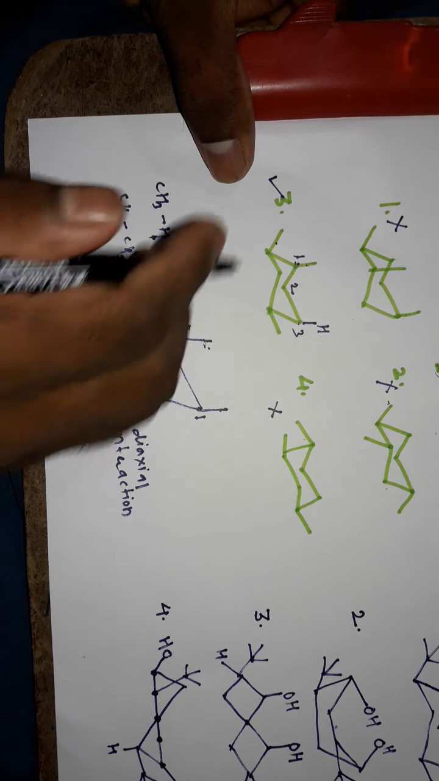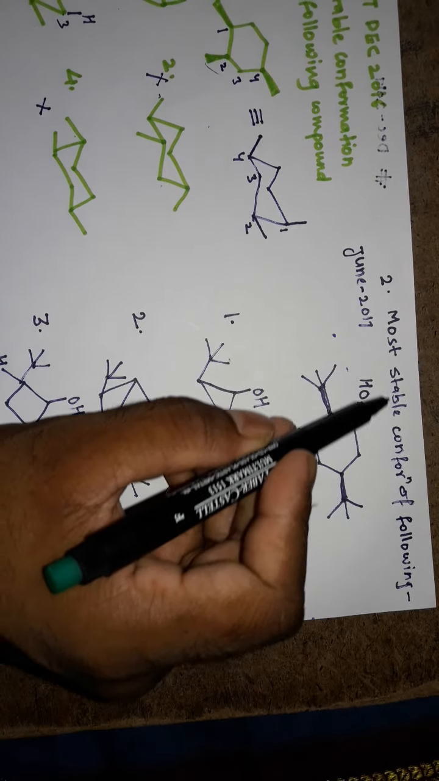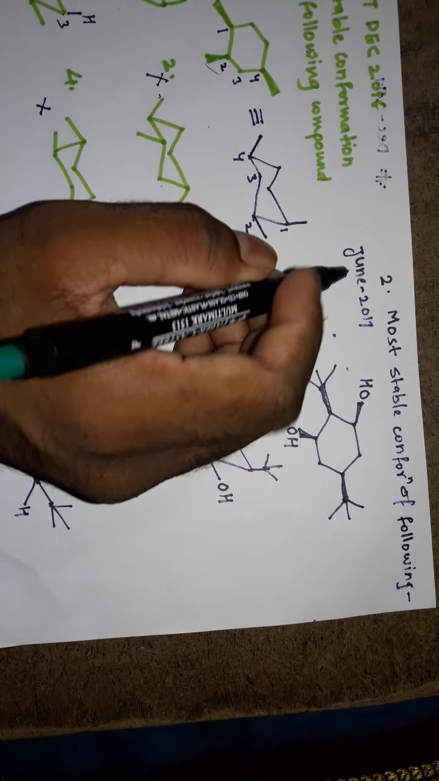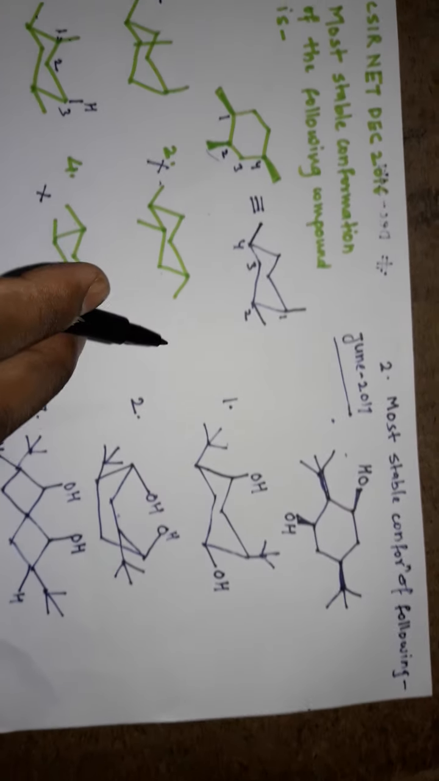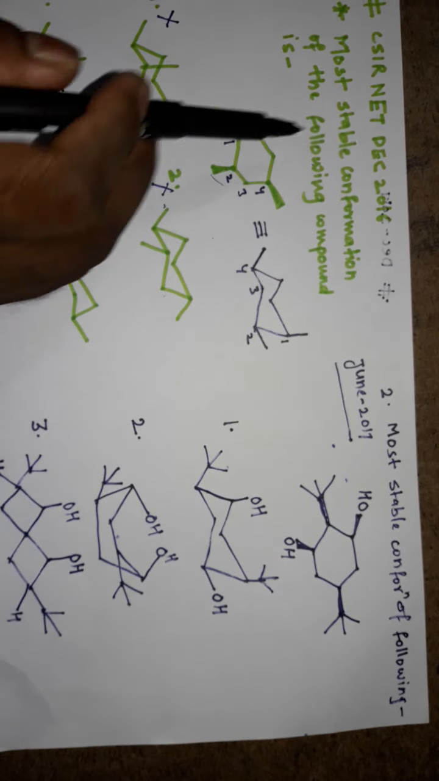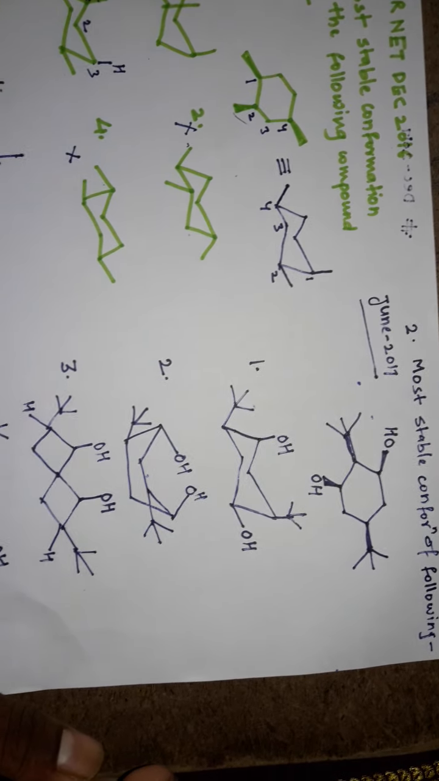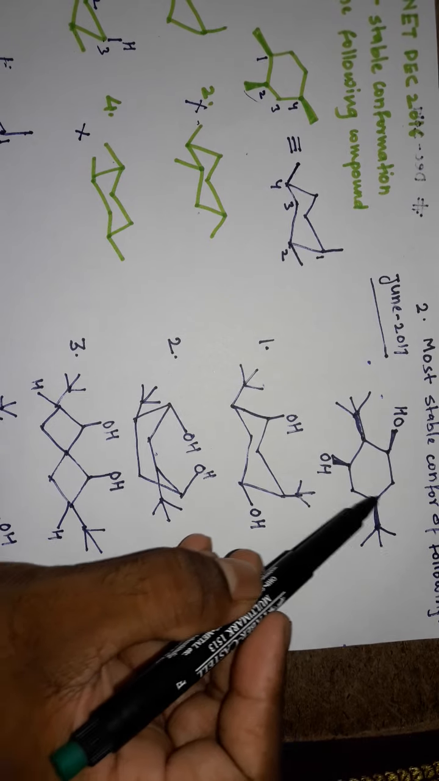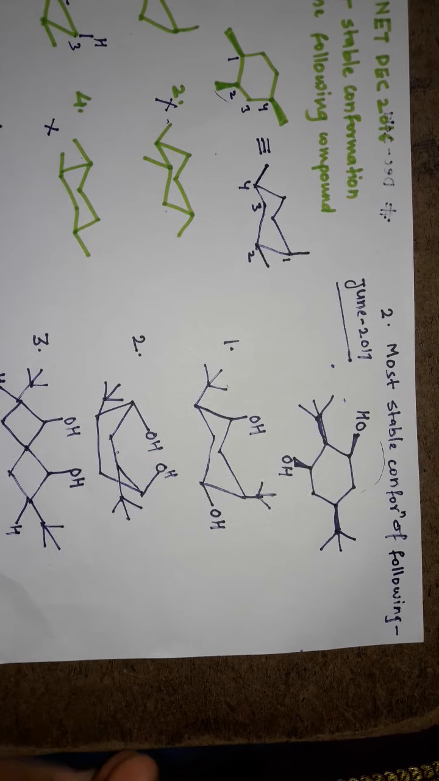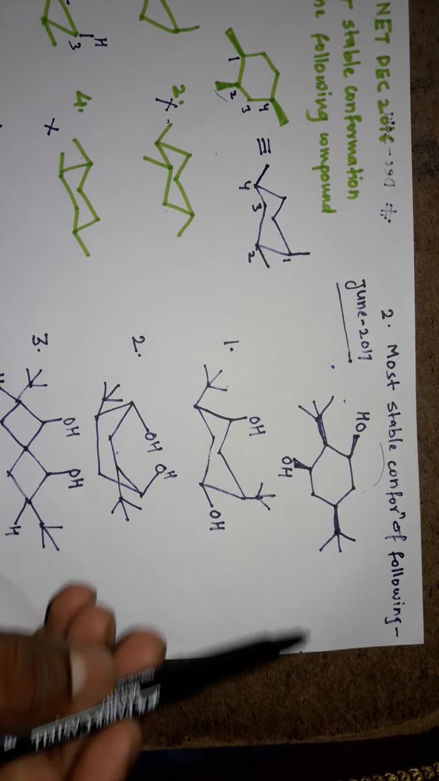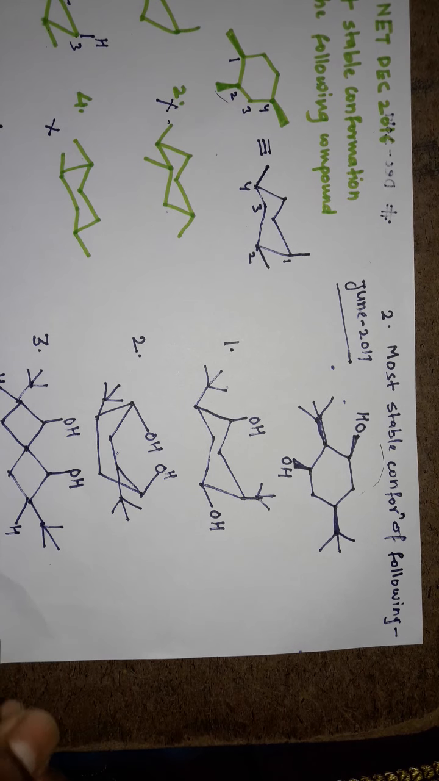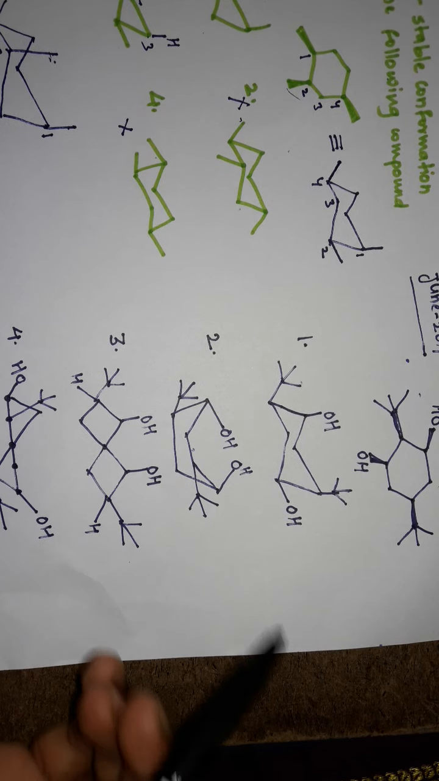Now we are moving towards the second question. The question is: most stable conformer of the following. The question was asked in June 2017. They have asked this quite often, December 2016 and June 2017, on a regular basis. So this structure is given. In this structure all the bonds are above the plane, and they have asked about the most stable conformer.